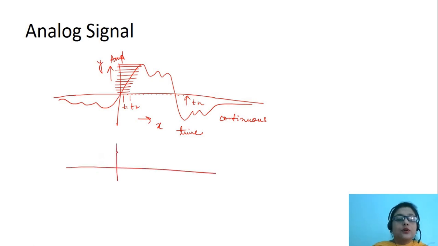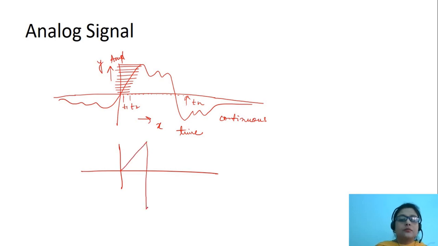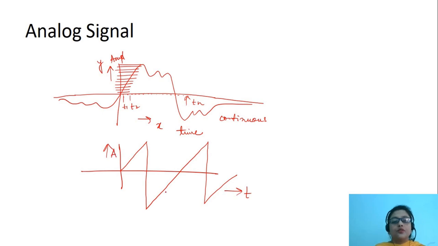This is also an analog signal. This is also an analog signal. Along the x-axis, we are plotting time. Along the y-axis, we are plotting the amplitude.